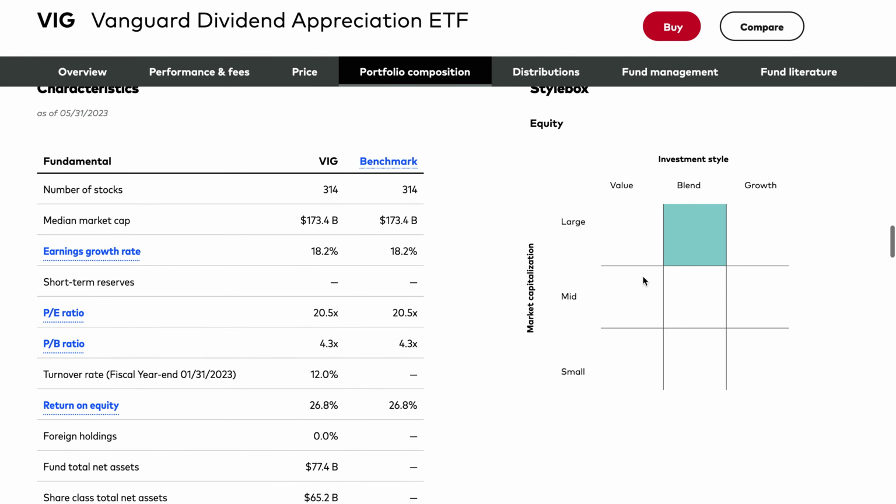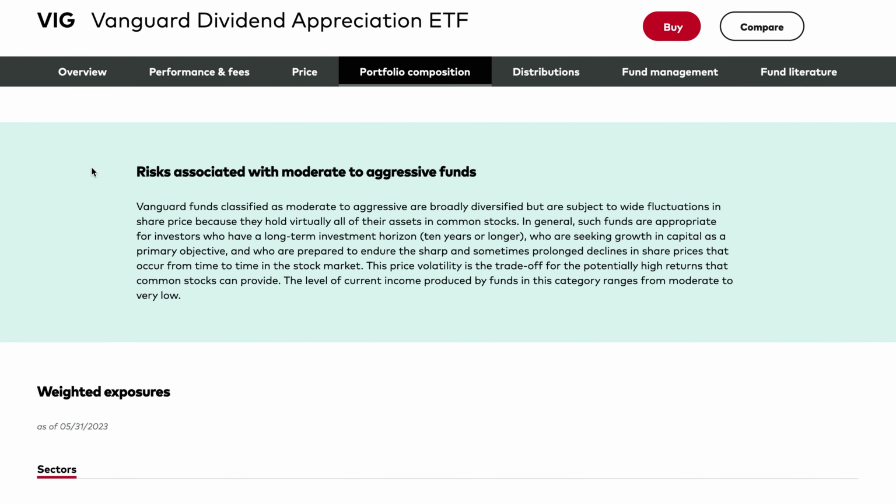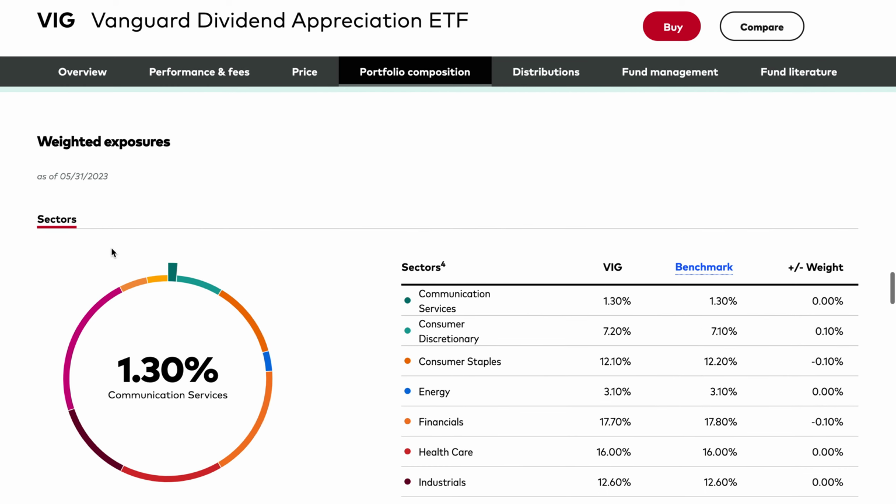And then here we can see the investment style is very similar to that of VOO. It is a blend and a large cap. Again, risks associated here. They just highlight this, which is great because it kind of keeps reminding you that things are risky, but as long as you have a long-term time horizon, you keep investing, you should probably be fine. But again, that is good to read.